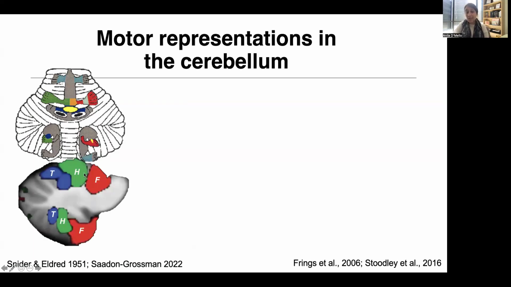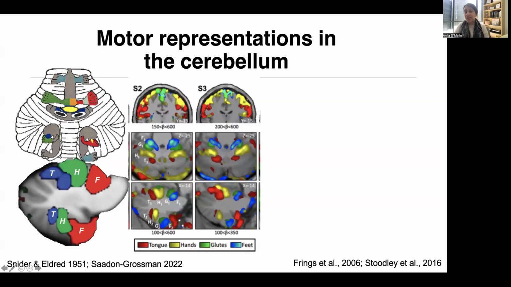And if you ask people to move body parts in the fMRI scanner, you can actually really nicely recapitulate these somatotopic representations. And you can do this even at the level of single subjects, right? So this is a really robust organization within the cerebellum.